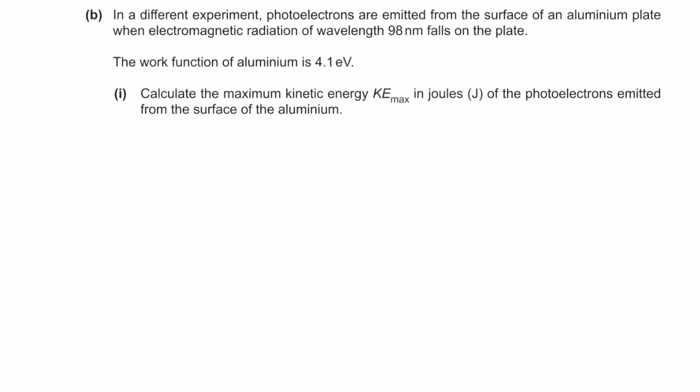Right, B, in a different experiment, photoelectrons are emitted. We have wavelength of that. Let's just put that in standard form, shall I? Put that in meters. So 9.8 times 10 to the minus, well, it would be 9, so it's minus 8. Work function is that, so that's our phi. Calculate the maximum kinetic energy of the photoelectrons.